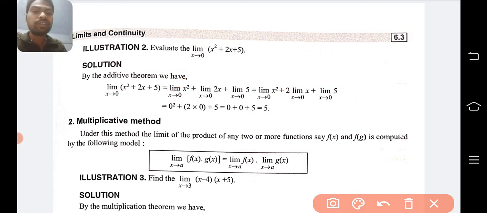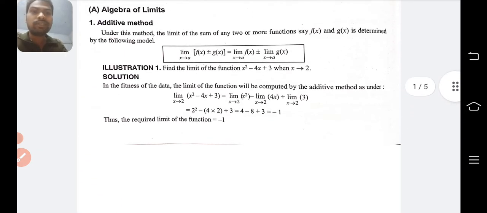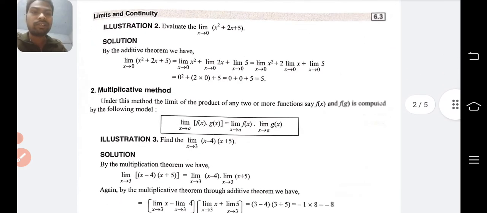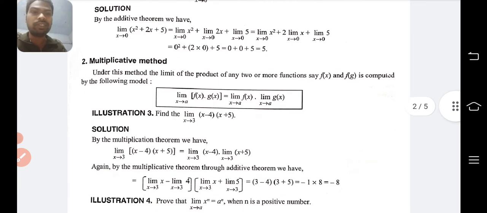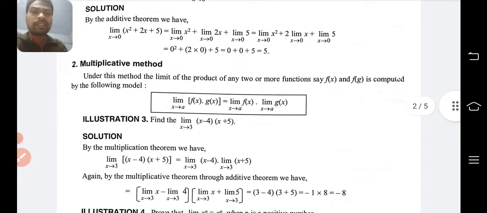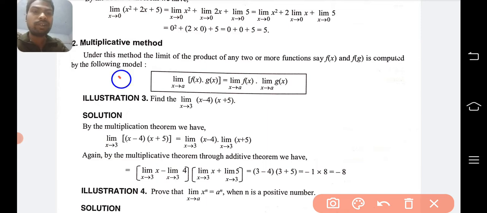Understood? Okay. So I think you are clear how we get the limit by the additive method. Clear? By taking each term separately, we are able to calculate the limit. Next, come to the multiplicative method. Under this multiplicative method, if the product of two terms is given, then we'll take the limit of each term separately. Clear? As mentioned here in the box, limit x tends to a of f(x) into g(x).